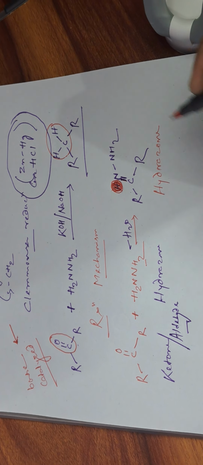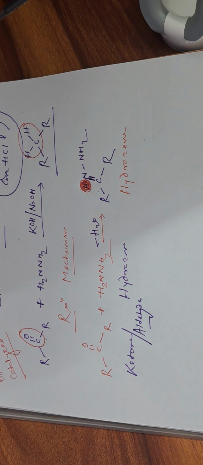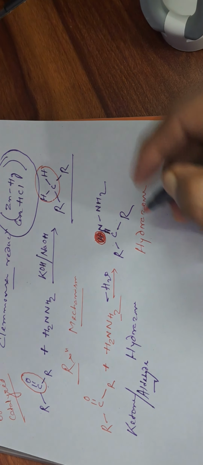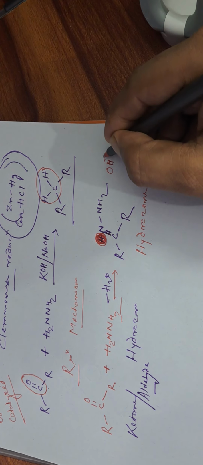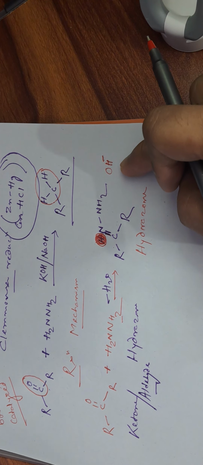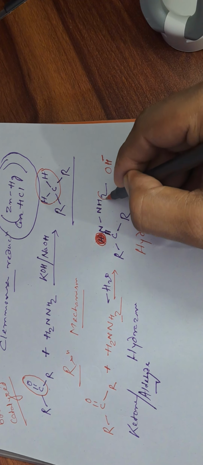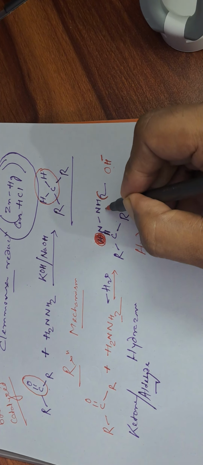Now let's see what next. Here comes the important role of the base. What will this base do? I'm simply putting OH minus here, because this is the reactive species. The OH minus will try to hook one hydrogen from this terminal.